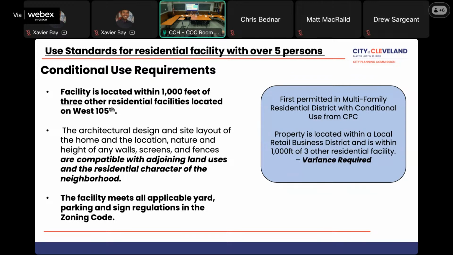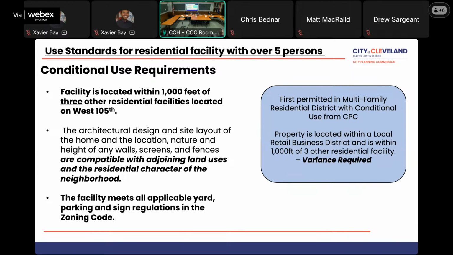I want to recap that this project will need to continue with variances from the Board of Zoning Appeals, mainly because they are within 1,000 feet of 3 other facilities, and they're not in a multifamily district, they're in a 2-family zoning district. I also want to mention that the main purpose of the 1,000-foot buffer in the code is really to not saturate neighborhoods with this use, to protect the persons within the facility and the neighborhood.